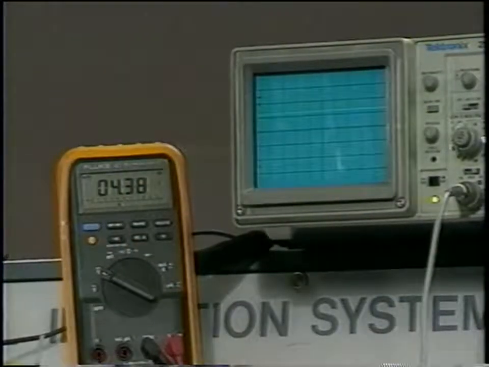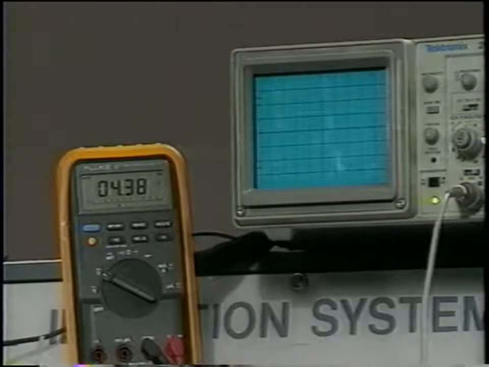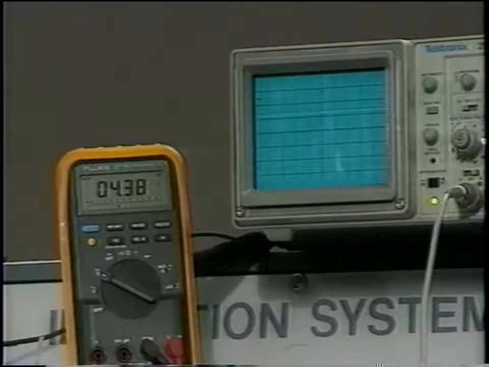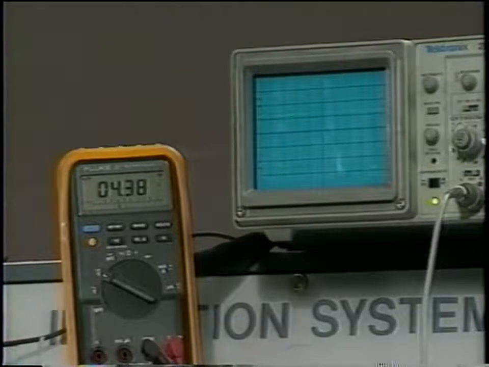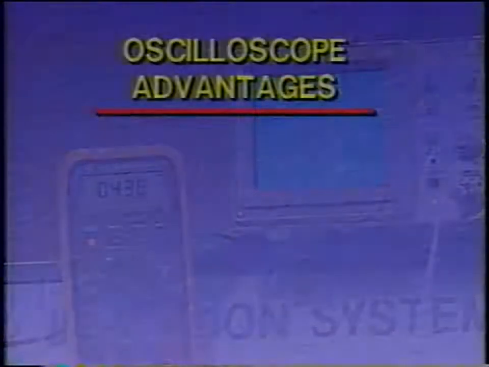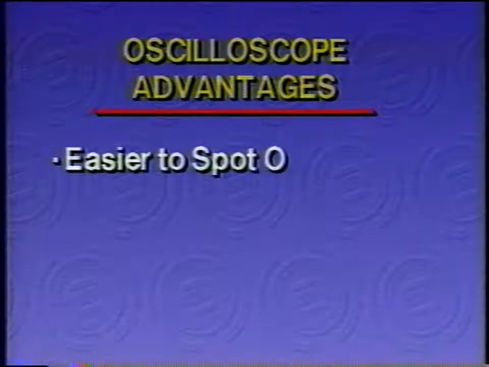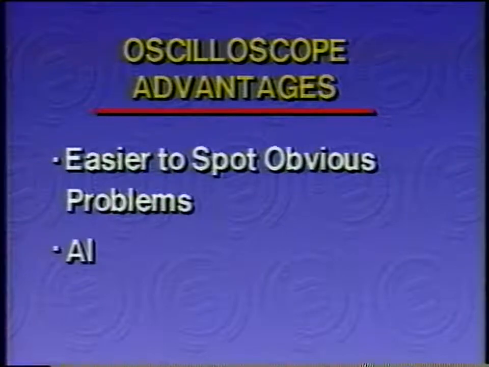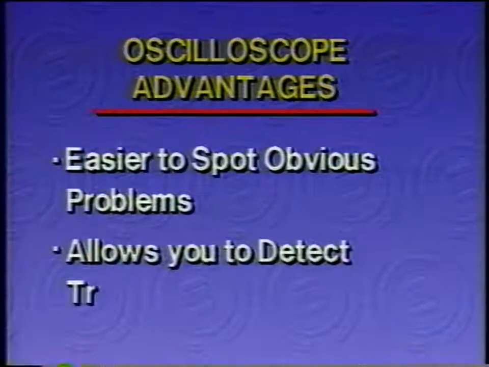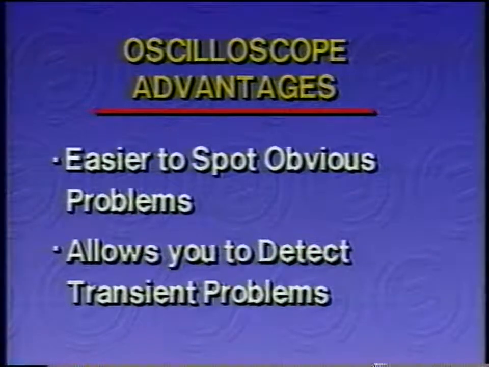Another useful tool for analyzing wheel speed sensors, as well as other ABS system inputs, is an oscilloscope. An oscilloscope allows you to see voltage signals as trace patterns rather than a digital reading. This has a couple of advantages over reading signals with a digital volt ohm meter. One is that it makes it easier to spot obvious problems. The other is that it allows you to detect transient problems that might never be detected by other means of testing.